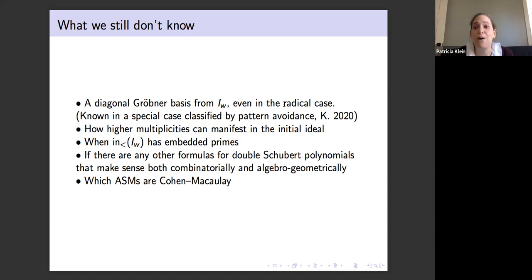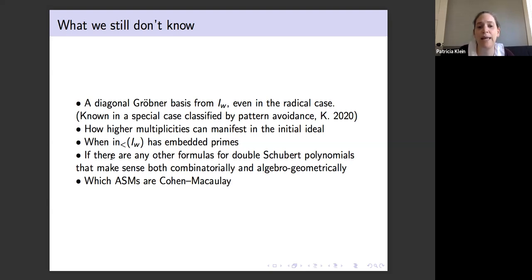We also don't know, suppose that it's like the example that we did, where we had no embedded components, but we did have some multiplicity in the minimal primes. We don't have a clear description of all of the ways that the multiplicities can or can't manifest. Meaning we don't necessarily know which of the variables is squared. That I do have a guess on, but I have no way to prove it. No ideas.